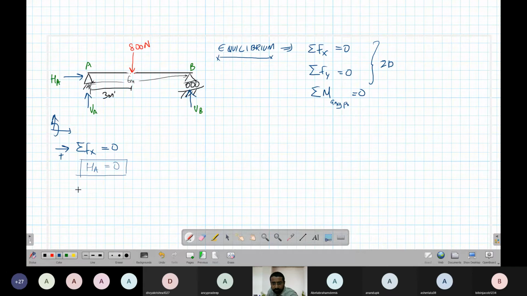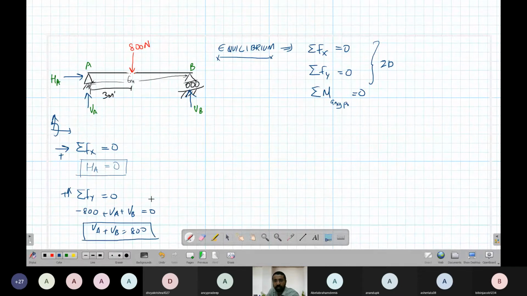Now, summation of all the forces in y, up is positive. Okay, so what are the forces in the y direction? I have a minus 800 here. I have a VA here. I have a VB here. Any other force? No other force. The sum should be equal to 0. Okay, so this gives me VA plus VB equal to 800.